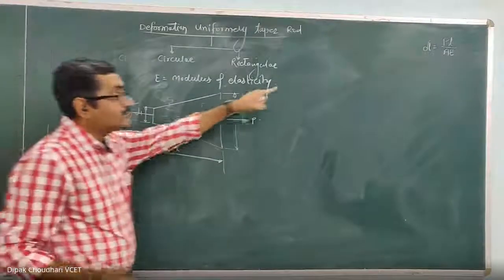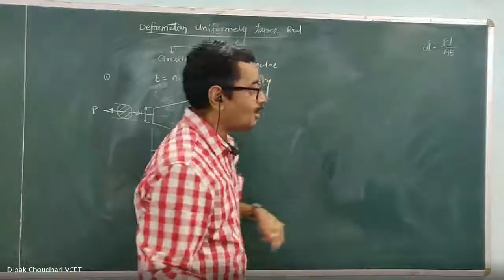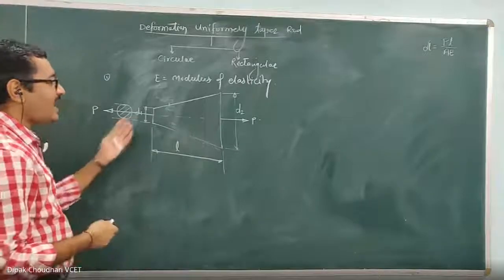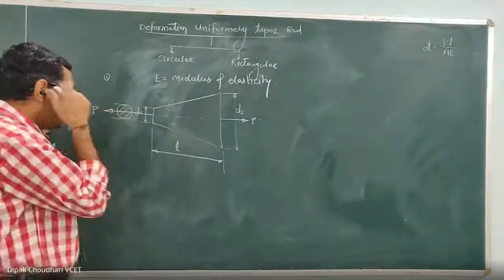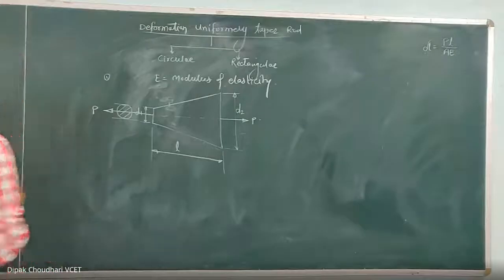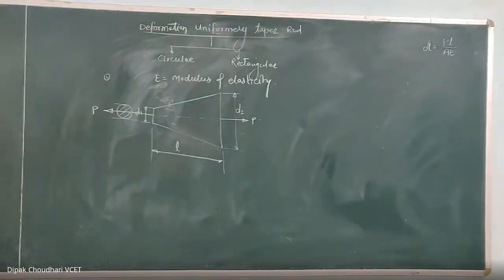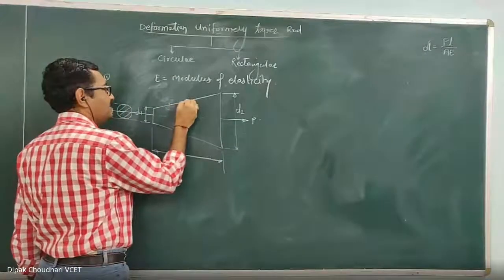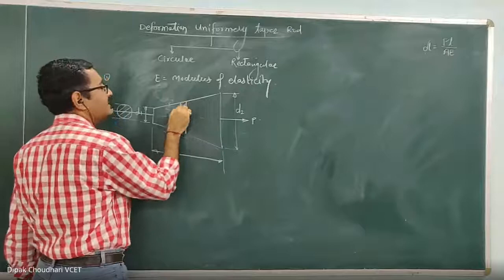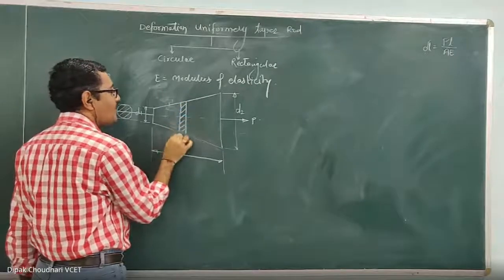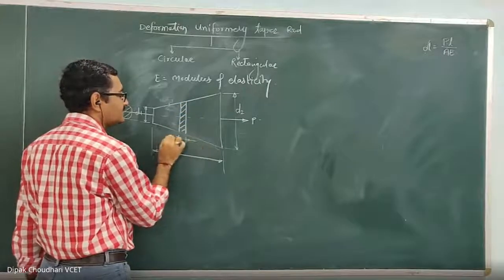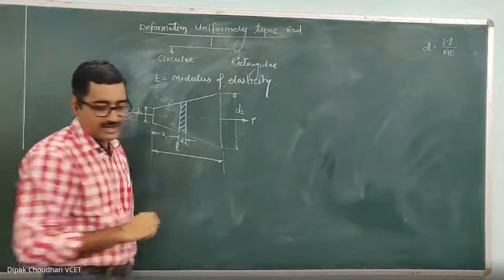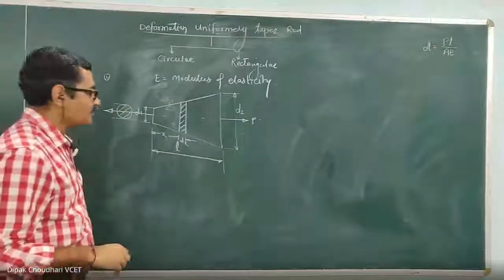Definitely that formula delta L equal to PL upon AE, or calculating the stress and strain, we cannot use to calculate the deformation because stress varies as the cross-sectional area varies. Now, how to find out the deformation? To find out the deformation, let's consider a small elemental strip of thickness dx at a distance of x from the smaller end.